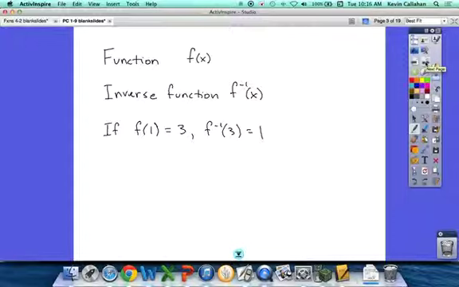So first thing to understand of an inverse function. Okay, we're going to be using this notation. If a function is f of x, the inverse has got a little superscript of -1. That means the inverse function of x. An inverse function does exactly the opposite of what the function does. For example, if the function value f of 1 equals 3, then f inverse of 3 equals 1. They point in opposite directions.